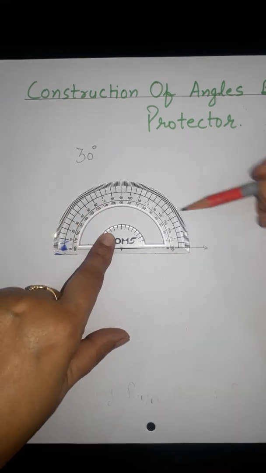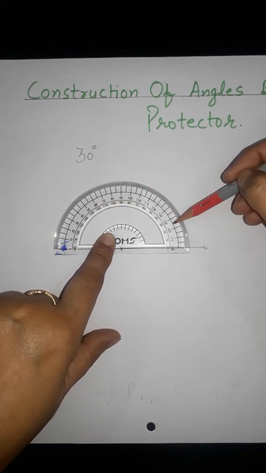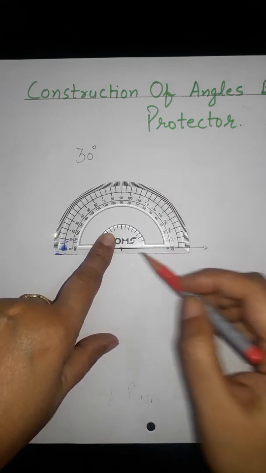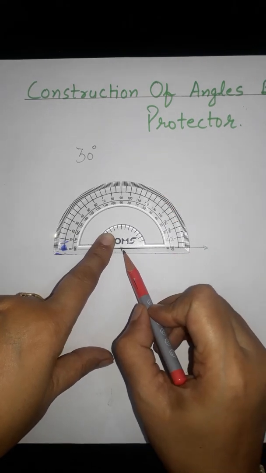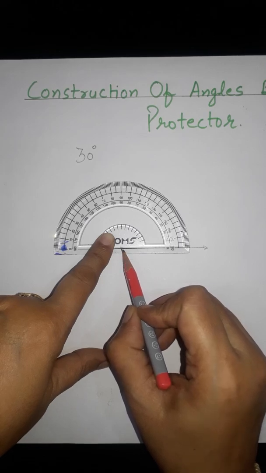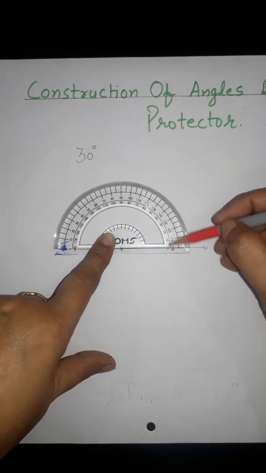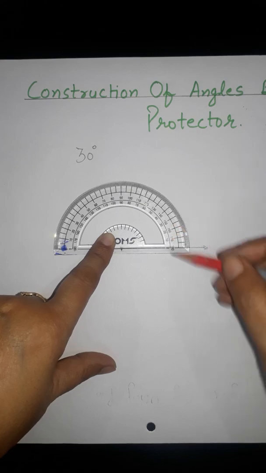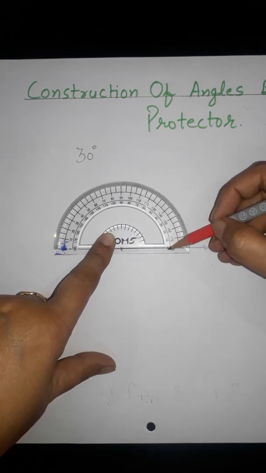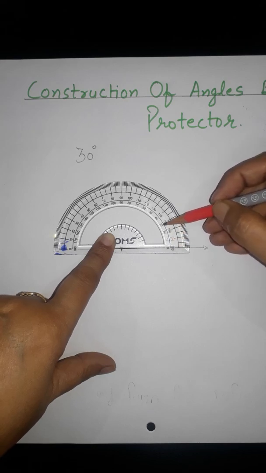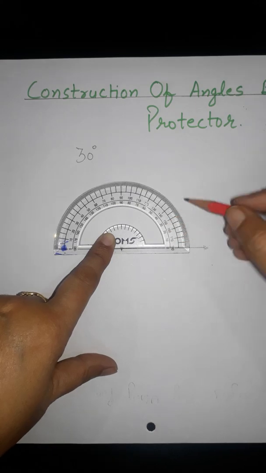You know that there are two scales in the protractor, upper scale and lower scale. When we fix the center of the protractor at the left side, we have to observe the lower scale because 0 is on the lower scale. So by observing the lower scale we will mark 30 degree. 0, 10, 20, 30. So mark against 30 degree.